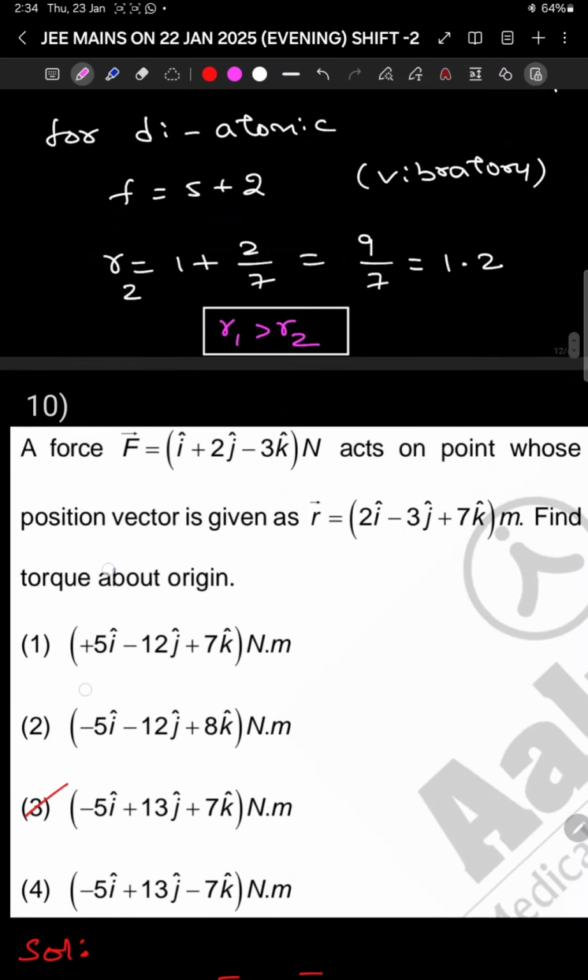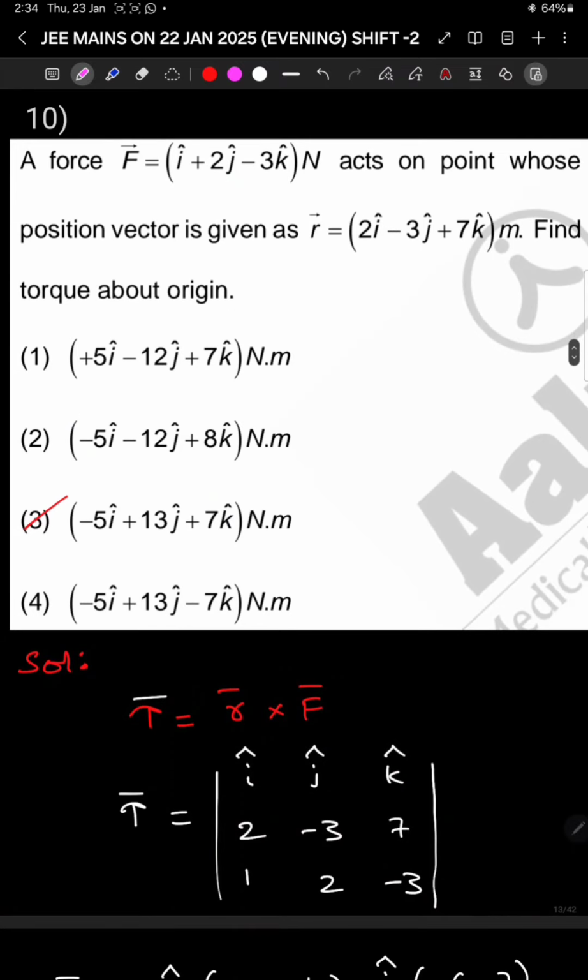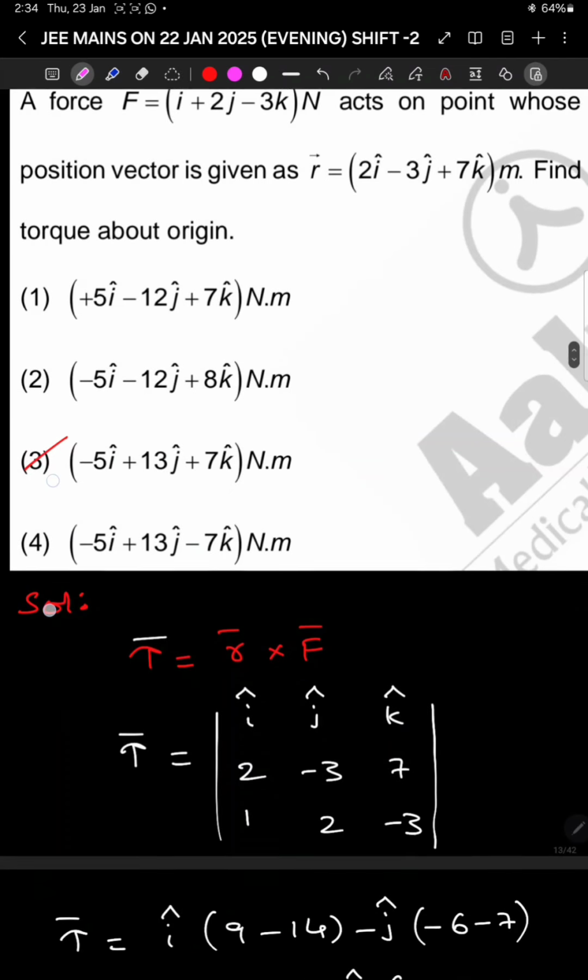Next question. Here force is given, position vector is given, we are asked to find torque. We know that tau bar equal to r bar cross F bar. Apply cross product to find torque. It's a direct question.